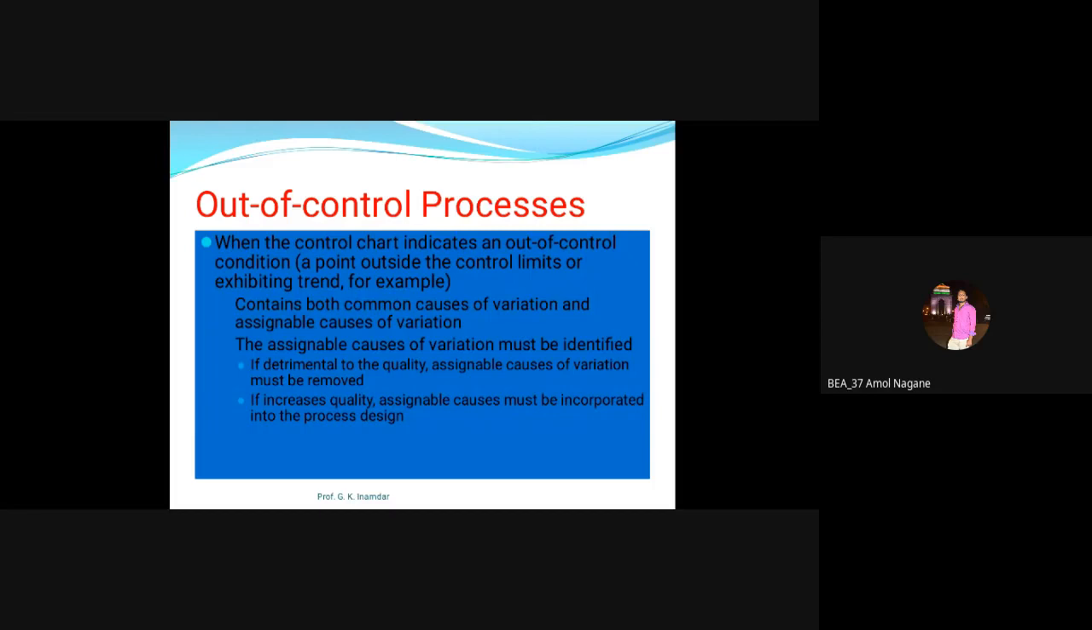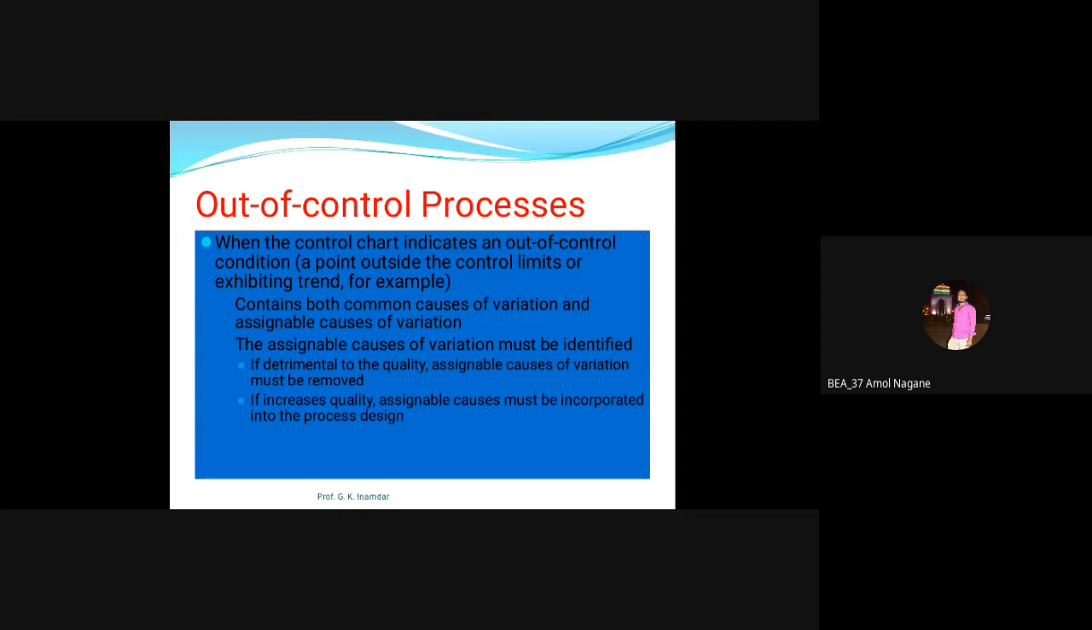It contains both common causes of variation and assignable causes of variation. The assignable causes of variation must be identified. Those detrimental to the quality must be removed. If they increase the quality, assignable causes must be incorporated into the process design. So according to that chart we can get an idea.